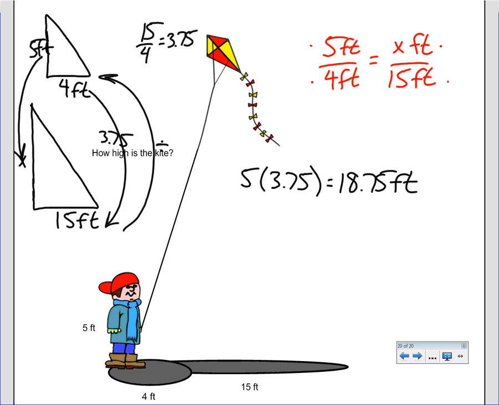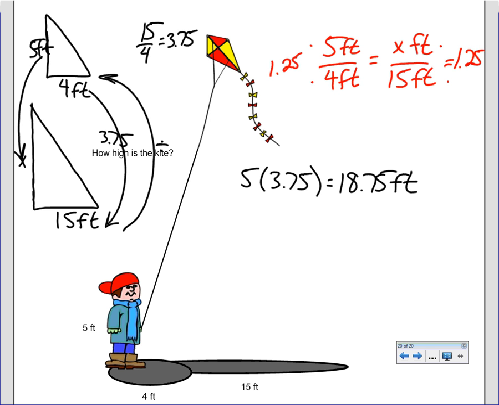Okay, so what is 5 divided by 4? 5 divided by 4 equals 1.25. Therefore, this side must equal 1.25. So what we're saying basically is that he is 1 1/4 times bigger than his shadow. Therefore, because the sun casts the same angle, the kite has to be 1 1/4 times bigger than its shadow. So we'll just figure that out. What is 15 times 1.25? It's also 18.75 feet. So same situation.